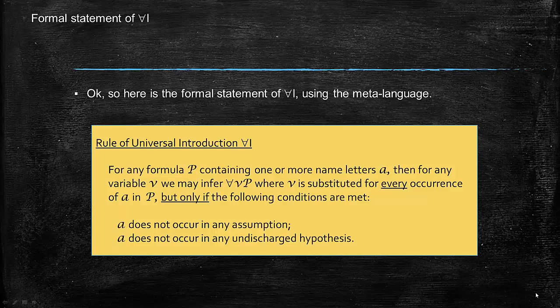All right, so we'll finish here by making a formal statement of the universal introduction rule. This says, for any formula P, which is just any formula at all in predicate logic, which may or may not include variables, but which does include at least one or more name letters, a, then for any variable V, we may infer for all V, P, where V is substituted for every occurrence of a in P, but only under the following conditions. a does not occur in any assumption, and a does not occur in any undischarged hypothesis.